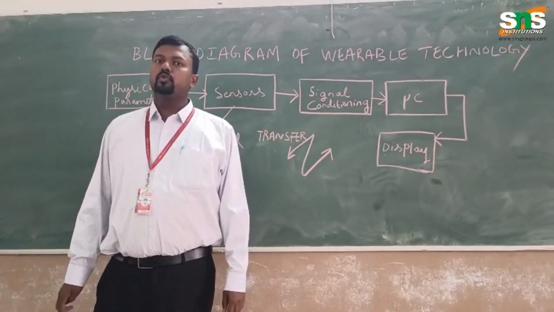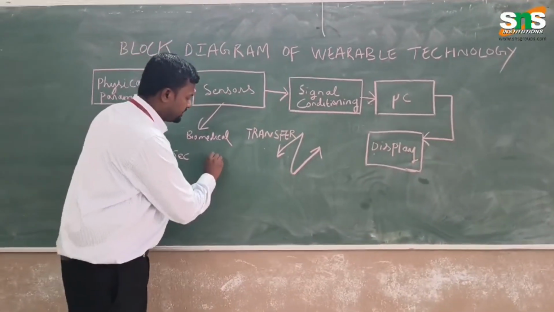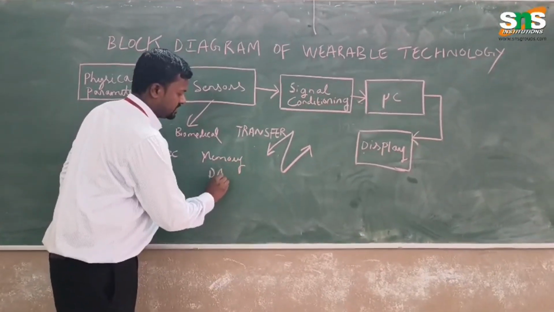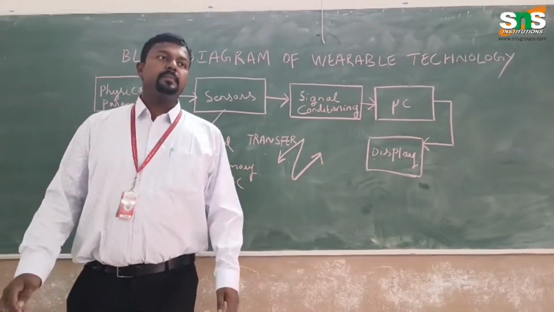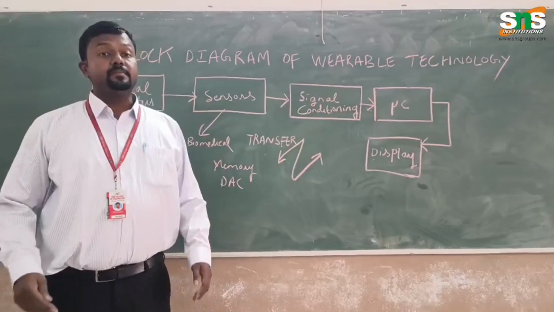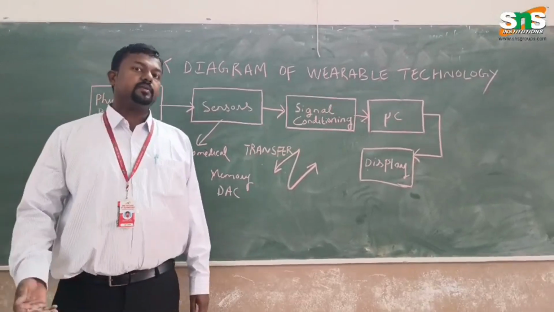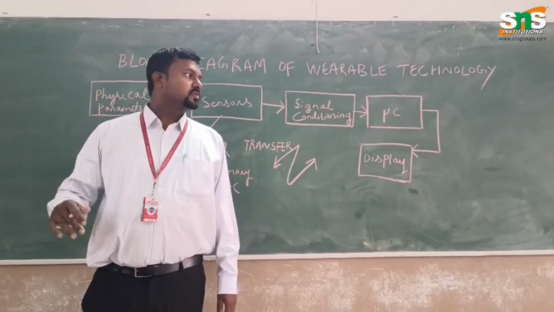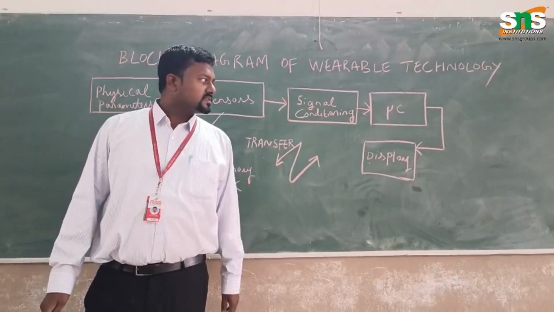Generally, the microcontroller consists of a lot of components, for example, memory, DAC, ADC, etc. Likewise, different components can be attached to the microcontroller. The microcontroller performs the entire operations. For example, if we send an analog signal, it can convert it to a digital signal. If we send a digital signal, it can convert it to an analog signal.